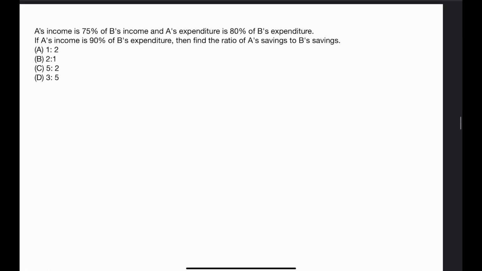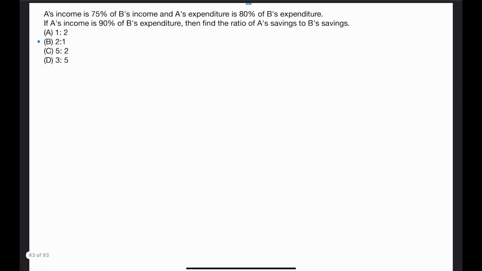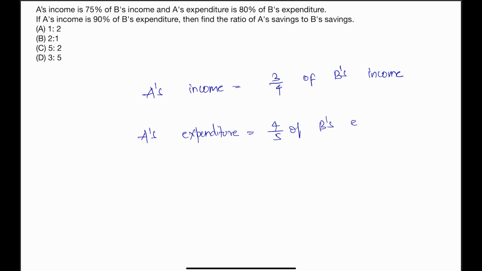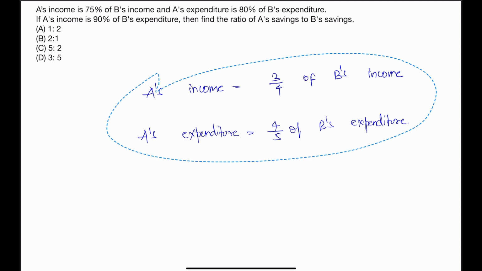Let's come to the next question. So this is the next question. A's income is 75% of B's income. So A's income is 3 by 4 of B's income. Okay, fine. Now the comparison is A's expenditure. A's expenditure is 80%, so 4 by 5 of B's expenditure. Let's bring it to this side. Oh, sorry.